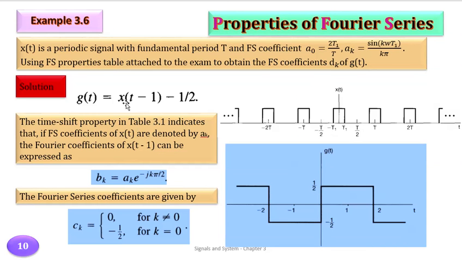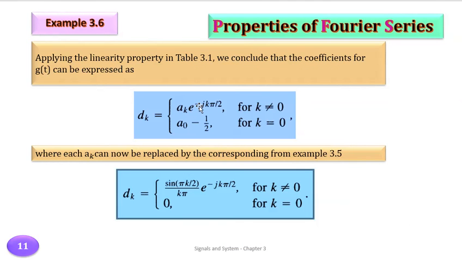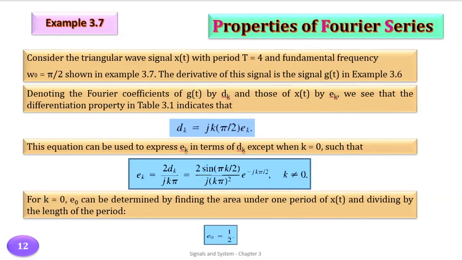Your x of t minus 1 is going to be the same ak multiplied by, yes, you're guessing right, e to the power of j blah blah blah. ak e to the power of j blah blah blah. Done. See, it's as simple as that. The rest of the things over here, you really don't need to worry about them.